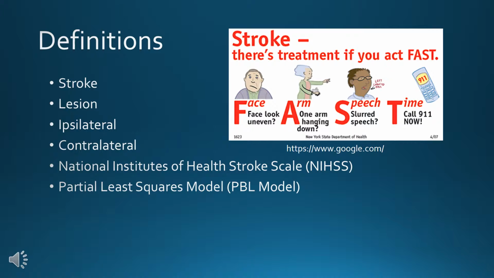The National Institute of Health Stroke Scale, or NIHSS, is a tool that healthcare providers use to quantify impairment caused by stroke. It is 11 items that scores the impairment from 0 to 4, with 4 being the greatest impairment. Partial least squares model, or PLS model, is computer software that is able to interpret the variance in the EEG recordings and quantify the data into a graph.